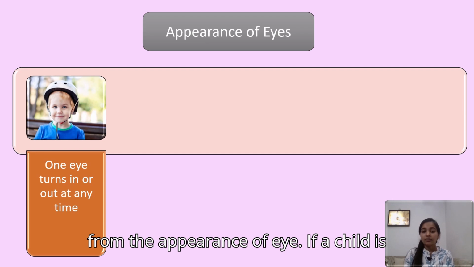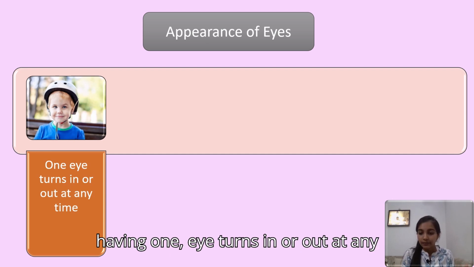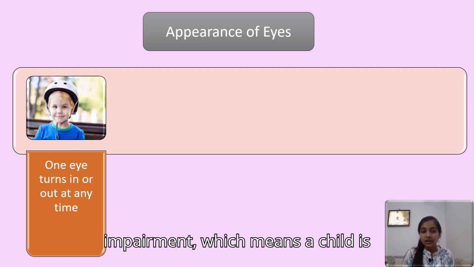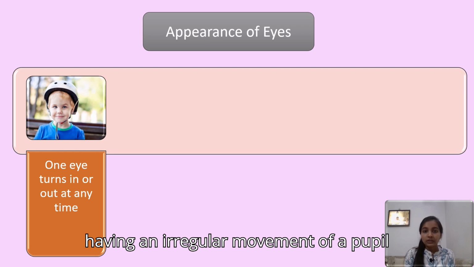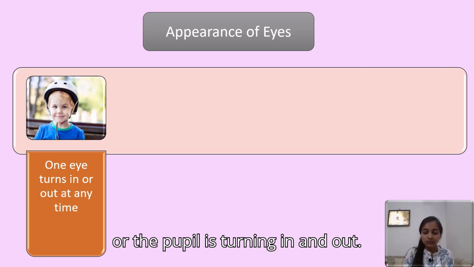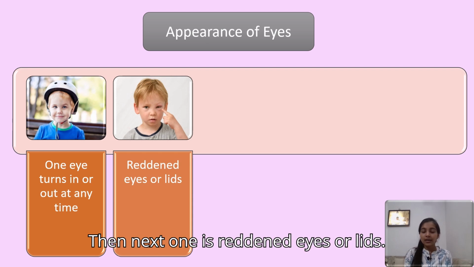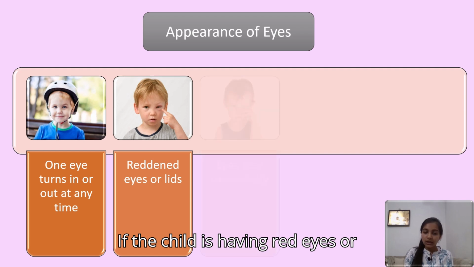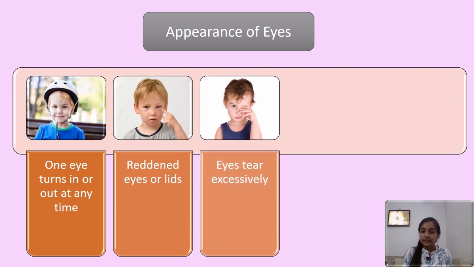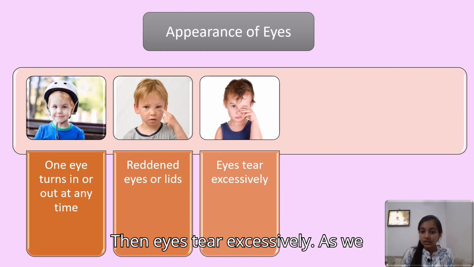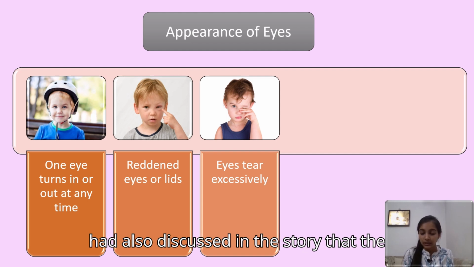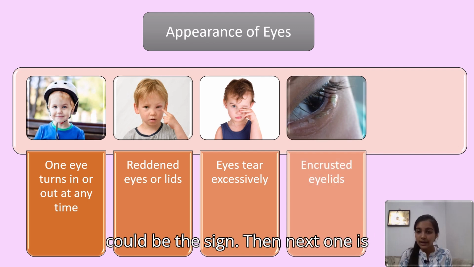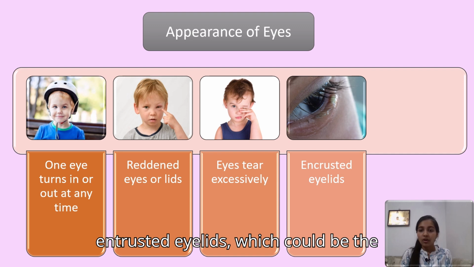If a child has one eye that turns in or out at any time, this could be a sign of visual impairment, which means the child has an irregular movement of the pupil, or the pupil is turning in and out. Then the next one is reddened eyes or lids. If the child has red eyes or eyelids, then this could be the sign. Then eyes tear excessively, as we had also discussed in the story that the child was excessively tearing, then this could be the sign.